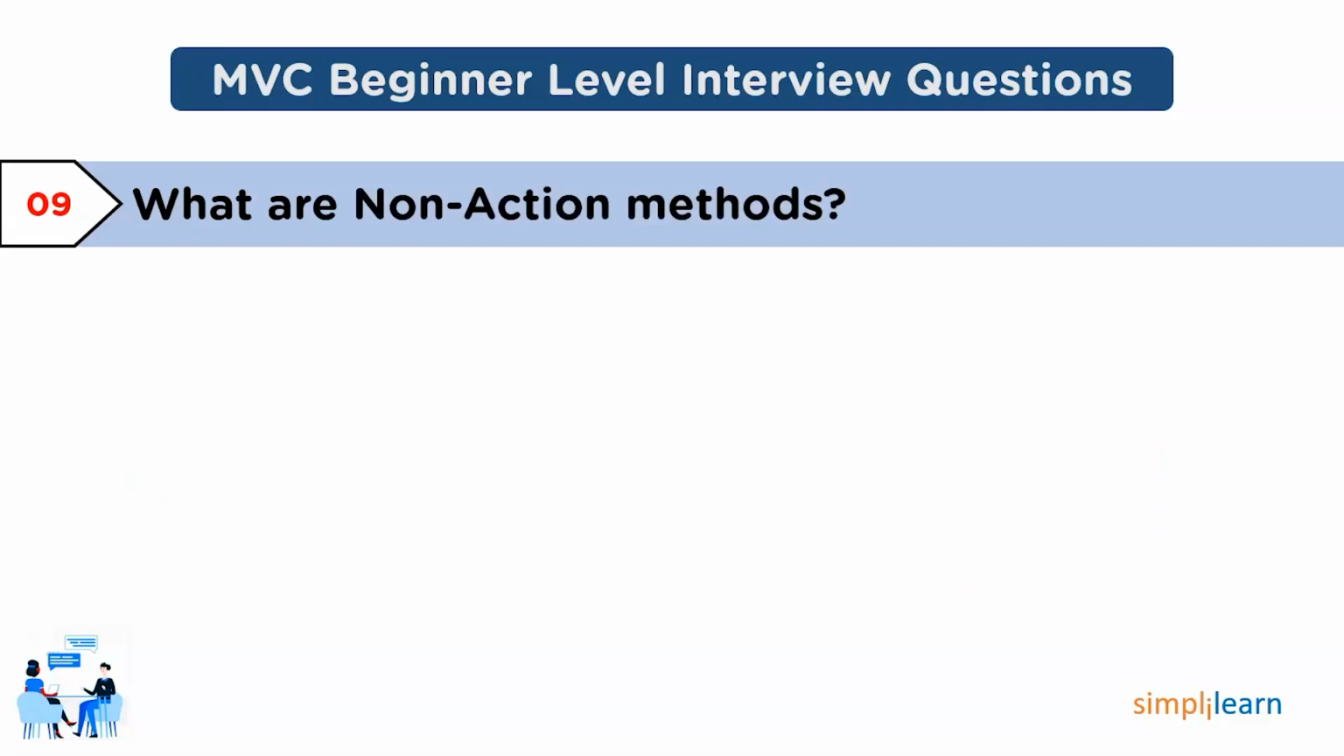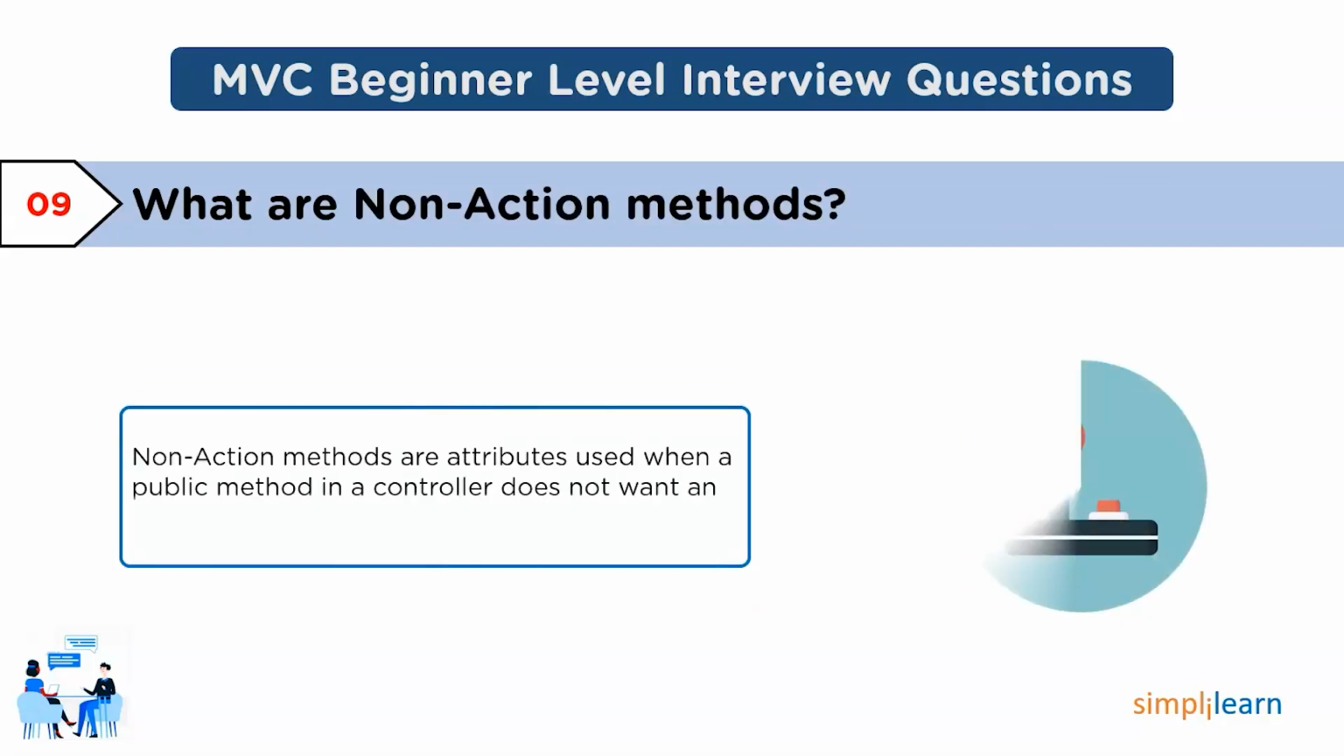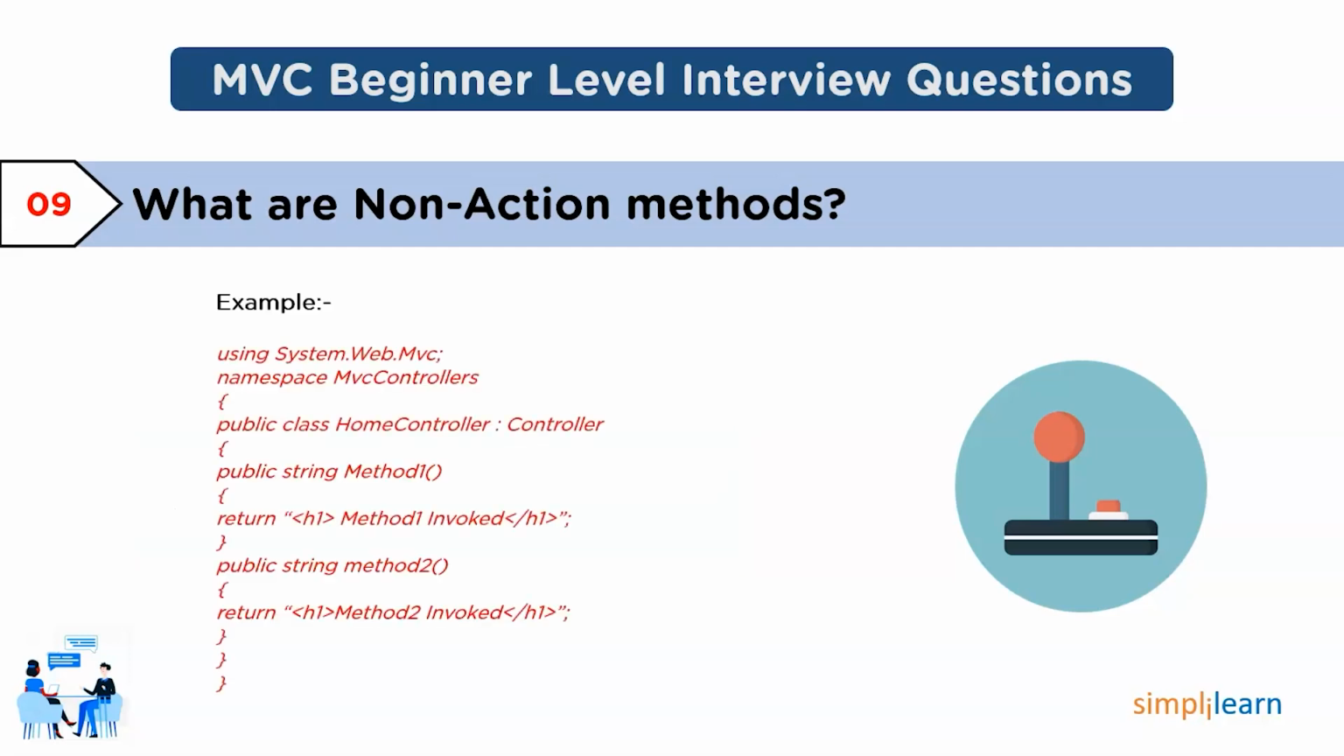What are non-action methods? Non-action methods are attributes used when a public method in a controller does not want an action method. Here is an example that shows how to create a non-action method in MVC.